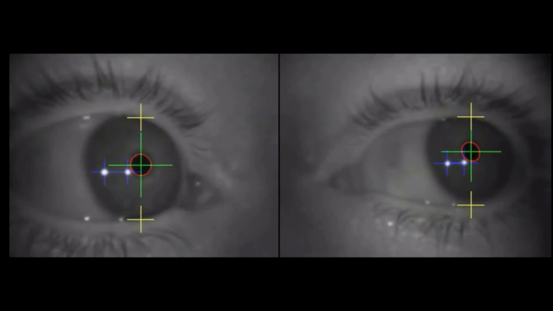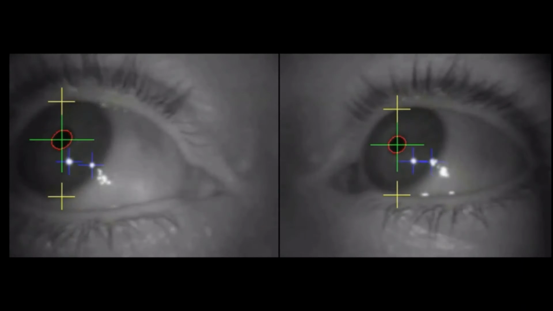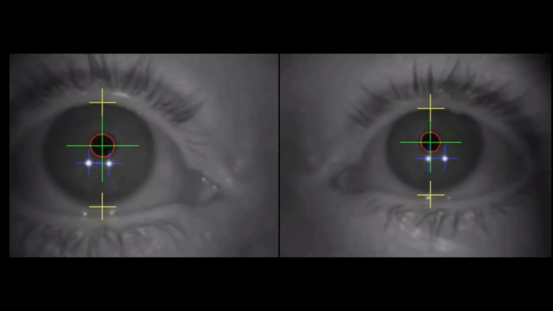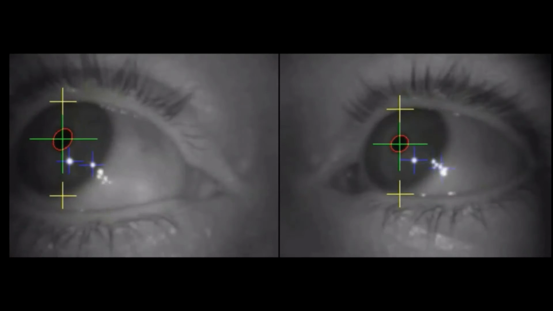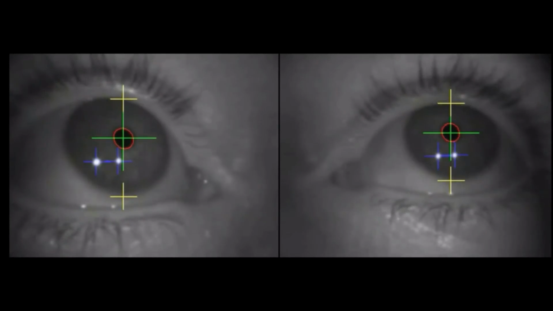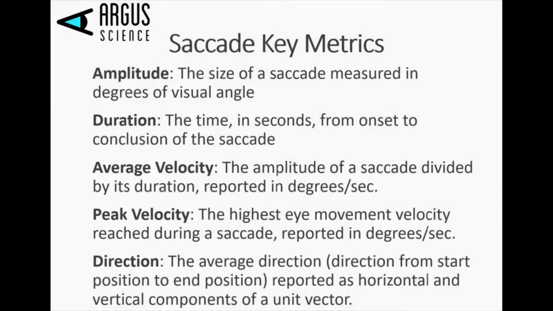Saccades are rapid ballistic movements of the eye, normally found between fixations. To identify saccades, we must be able to distinguish them from other eye movements including smooth pursuit and eye movements used to compensate for head movements. We first identify fixations and then examine the periods between fixations to identify saccades.